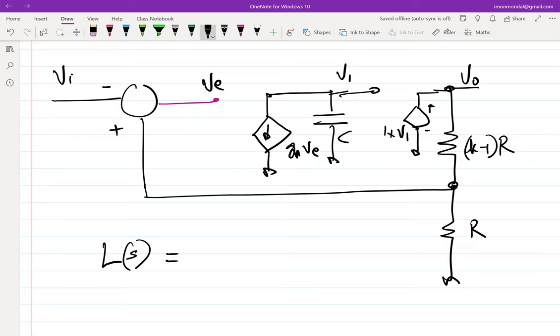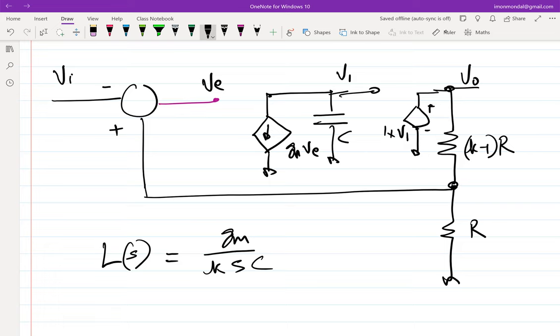Break the loop, find out and tell me. Okay, GM by K. Yeah, that makes sense because again, you break the loop at VE and you see what is V1. If you apply a test voltage, it will be minus GM by S C.